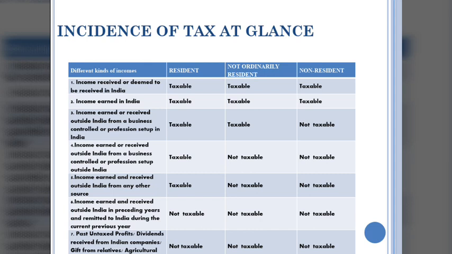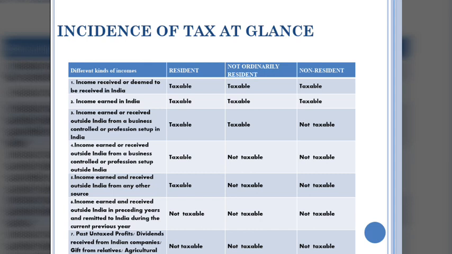Number one is income received or deemed to be received in India. That is, income received in India is taxable to all. You see that it is taxable to the three categories. The second one is income earned in India. If the income is earned in India, then it is also taxable to all the three categories: resident, not ordinary resident and non-resident.